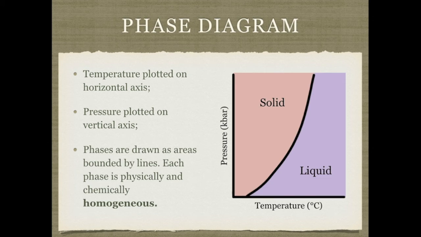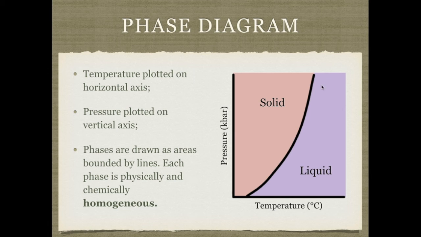That is, we plot the different phases on here. So each phase is drawn as an area on the pressure-temperature graph. And these areas are bounded by lines. So for example, we have a solid phase here and a liquid phase. This just happens to be the phase diagram for iodine. I chose it because iodine's purple and I love purple. Now the really key thing about any given phase is that it is physically and chemically homogeneous. At any point within the solid area, the physical and chemical characteristics are exactly the same.